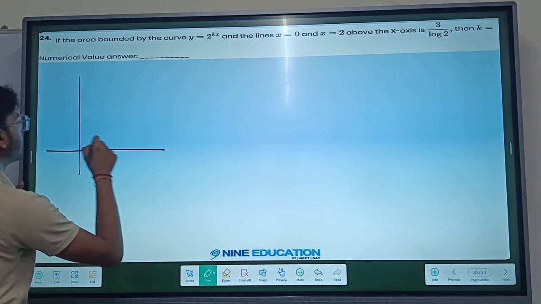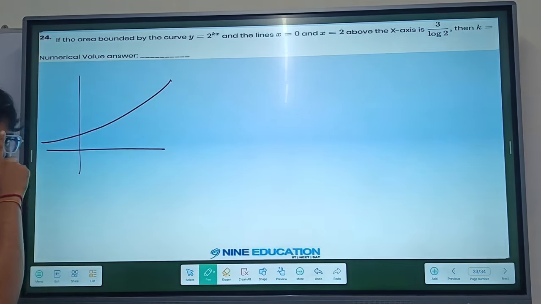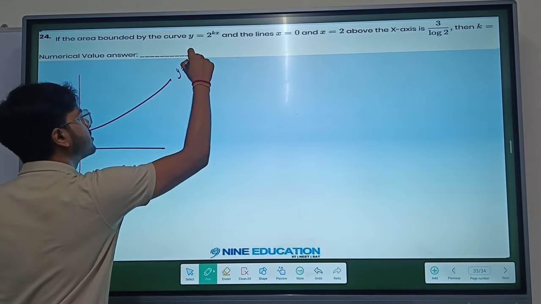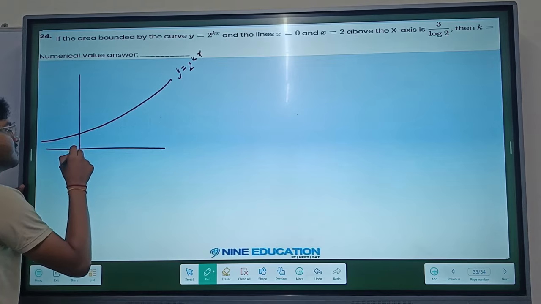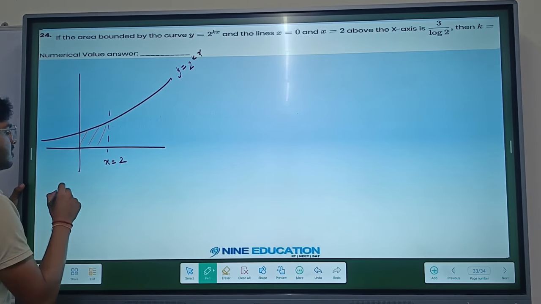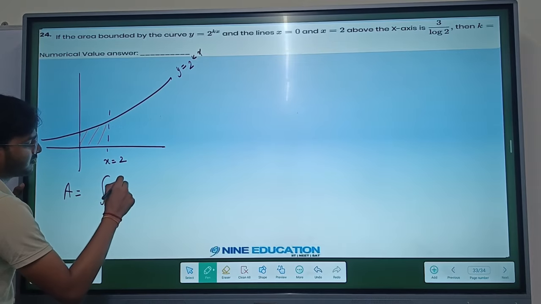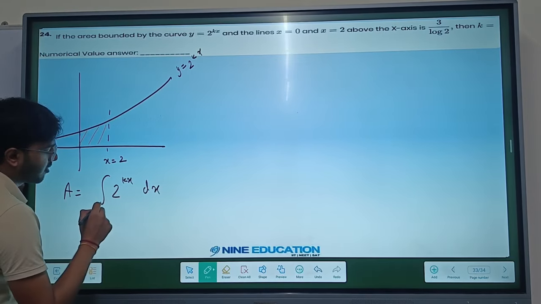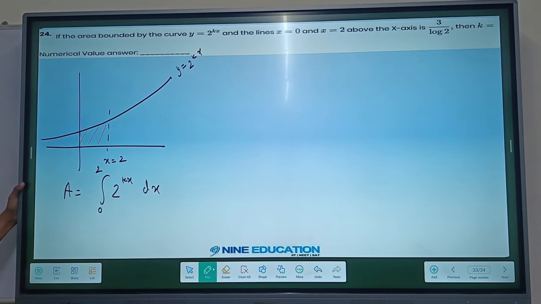Next question: area bounded by the curve y equal to 2 power kx. So how is the curve y equal to 2 power kx? Y equal to exponential curves are always something like this. From x equal to 0, this line, and x equal to 2. So this is the area which is asked to you. So what will we do for area? Integration of 2 power kx dx from x equal to 0 to x equal to 2.